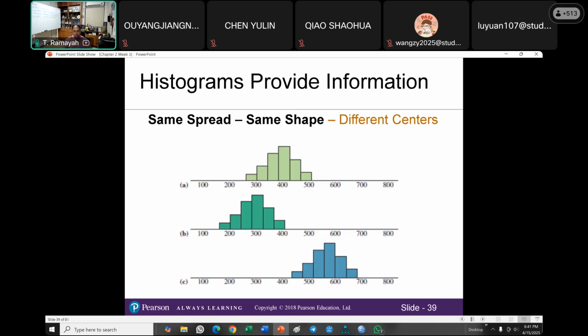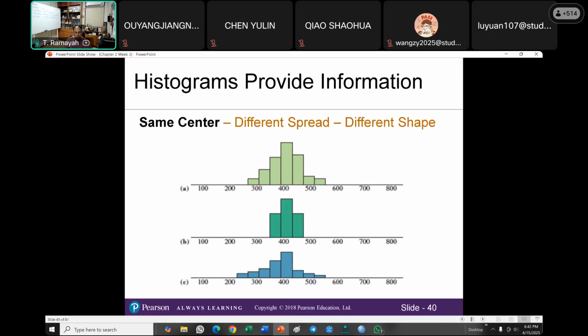So here we have 3 different histograms. Here the spread is the same. Spread means the distribution is the same. The shape is also the same. But if you see, the center is different, right? Here the center is somewhere here, here, and here. So a histogram with the same spread and same shape can have different centers. The midpoint we call the center.